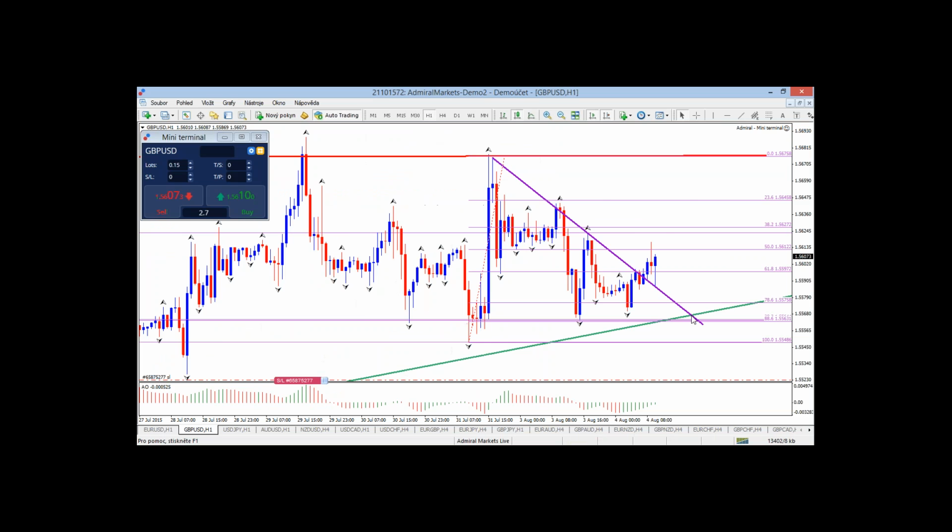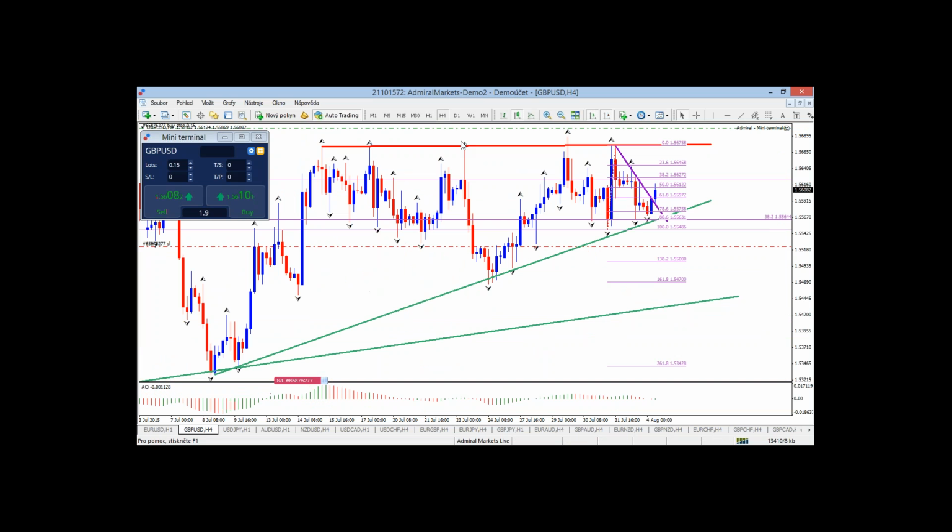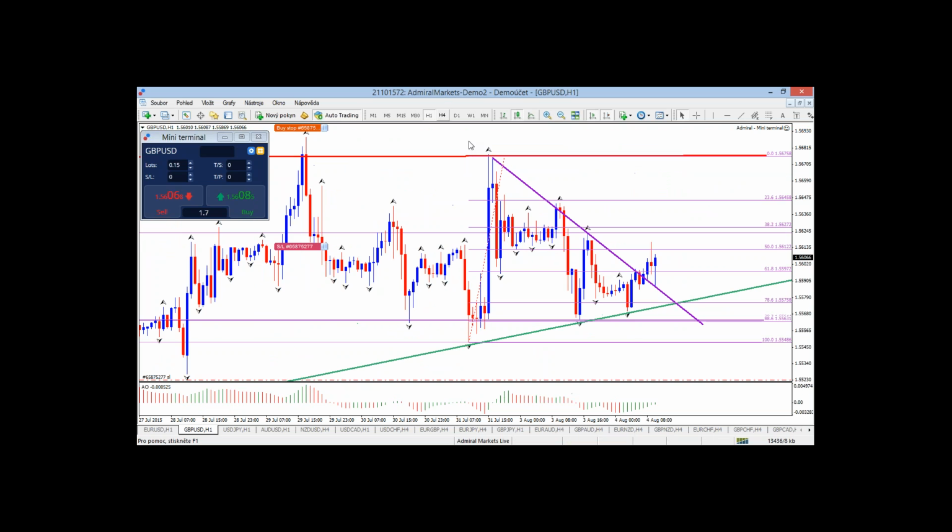This trend line is a support trend line. All right, so if it breaks, that could be a breakout to the downside. From a fib point of view, this is still the main fib. So fib traders will be waiting for this one.